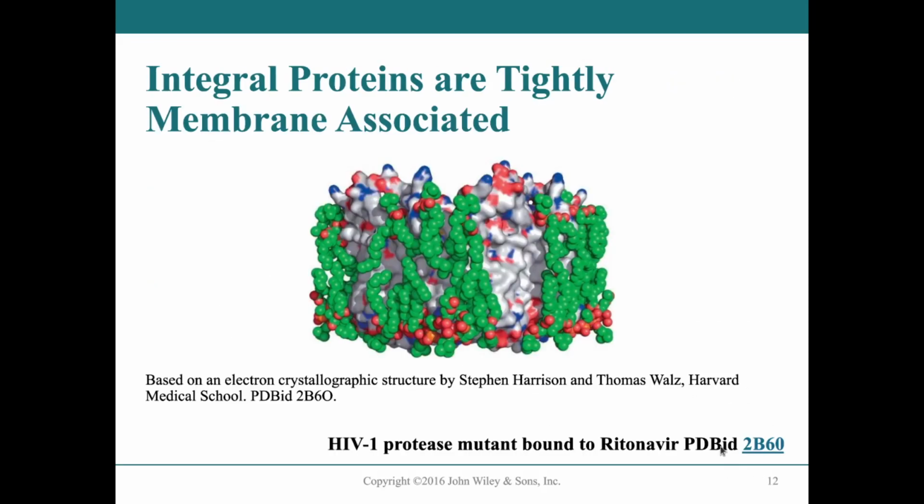So having a closer look, these are the integral membrane proteins. This is an HIV protease mutant, from a PDB file, although the ritonavir is not exactly seen here. But here you will see this is an integral membrane protein. The green ones are your phospholipid bilayer. These are the phospholipids, and the green ones are the carbons of the fatty acid chains.